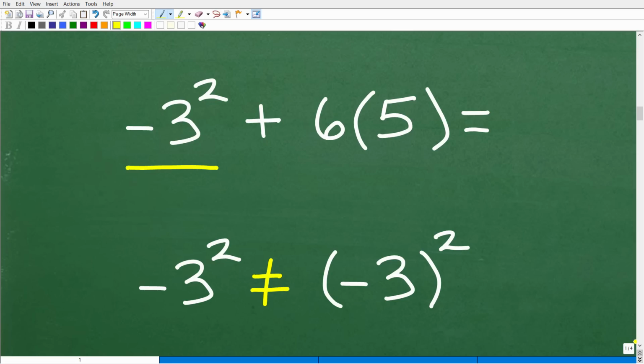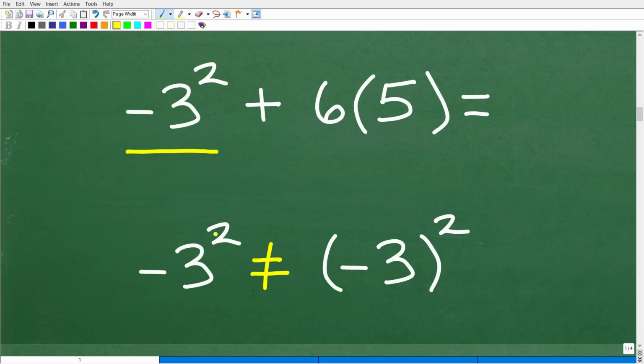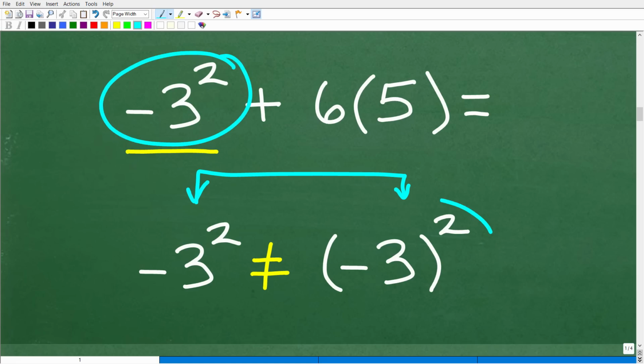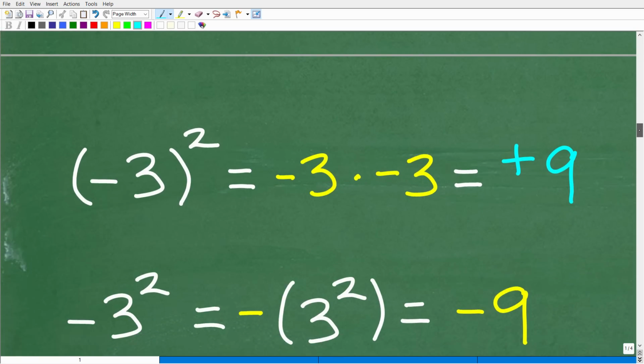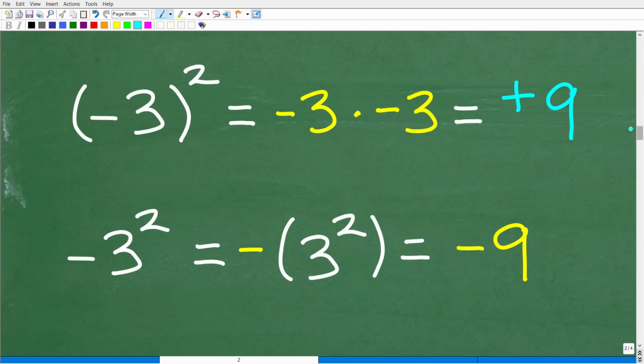But here is the thing. A lot of people think that this negative 3 squared is the same thing as taking negative 3 to the second power, okay? These two things are different, okay? This does not mean do this. This is something different, and a lot of people think, oh, I'm going to take negative 3 and multiply by itself, and I'm going to get a positive 9. Well, that's incorrect. Let's take a look at why, and if you can understand this, it is going to save you a lot of heartache in the future.